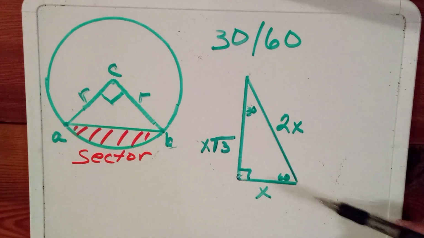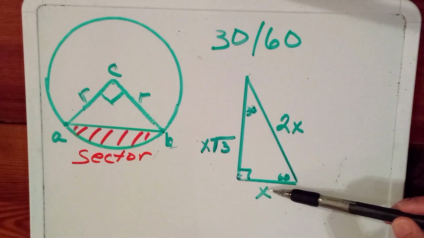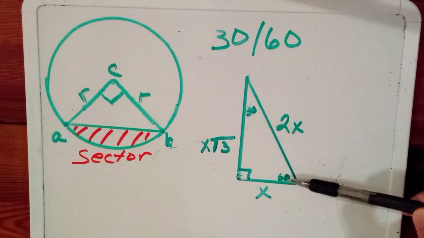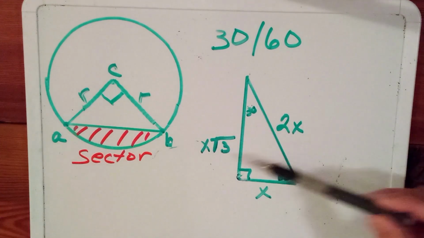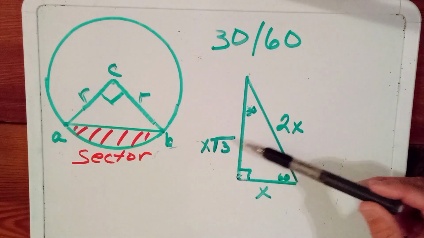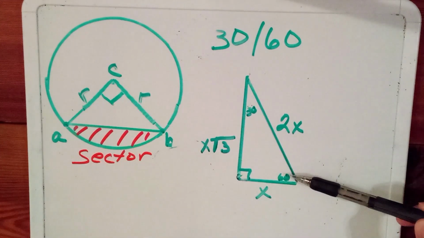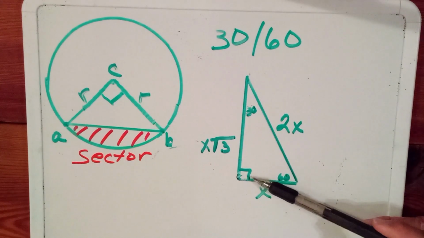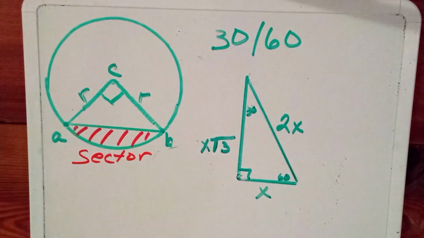Keep in mind that the smallest value will always be opposite the smallest angle. The second largest value will always be opposite the second largest angle. And the largest value, the hypotenuse, will always be opposite the largest angle.